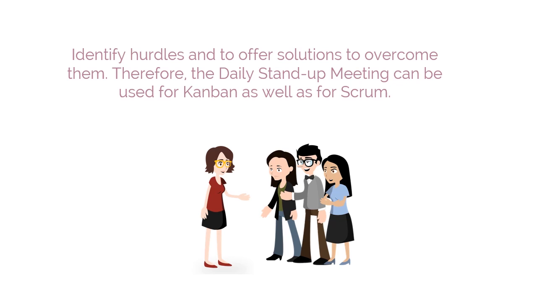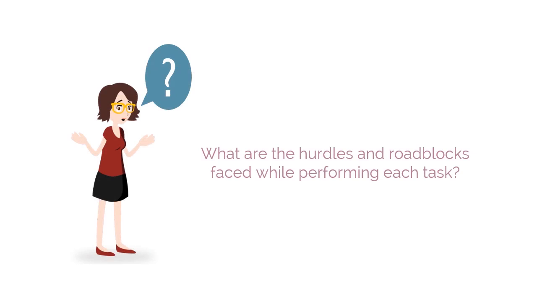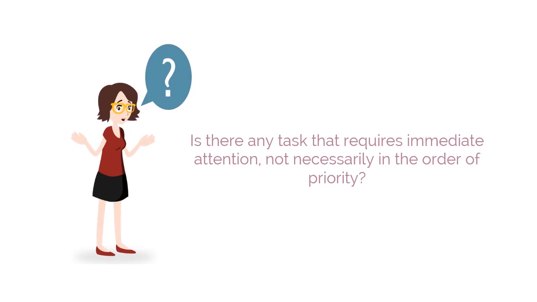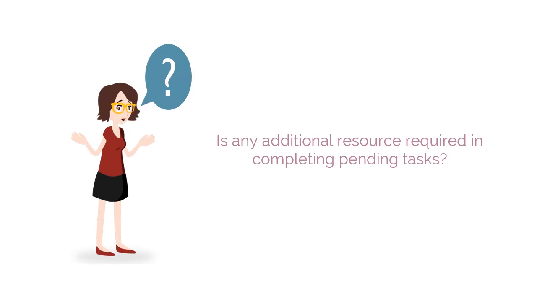Therefore, the daily stand-up meeting can be used for Kanban as well as for Scrum. Instead of adopting the typical daily stand-up, Kanban teams can redesign the stand-up to suit their needs and can ask questions such as, what are the hurdles and roadblocks faced while performing each task? Is there any task that requires immediate attention, not necessarily in the order of priority? What is the action plan between now and the next meeting? Is any additional resource required in completing pending tasks?